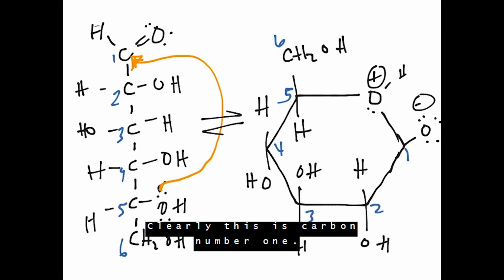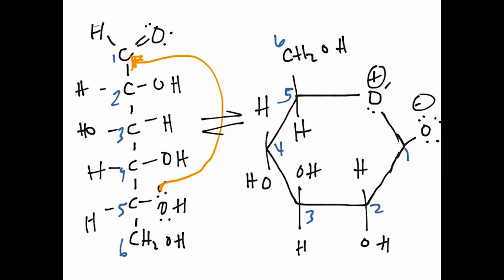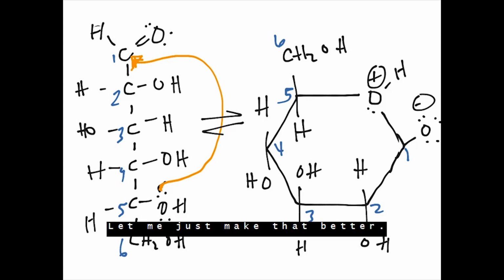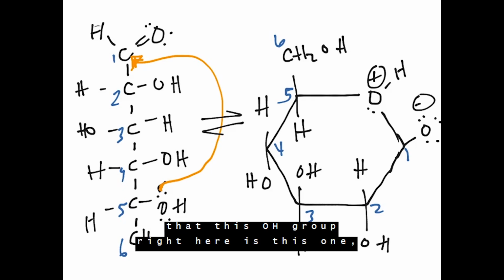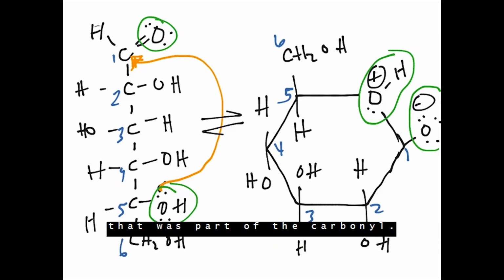Then we can go through our chain. Clearly this is carbon number 1. That was where the hydroxyl group of carbon number 5 attacked. So we know then that this OH group right here is this one, and we know that this negatively charged oxygen is the oxygen that was part of the carbonyl.